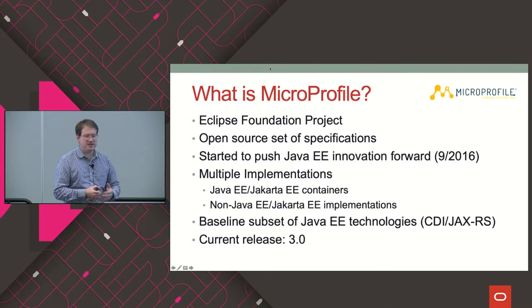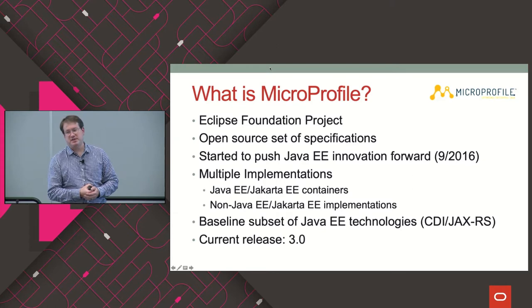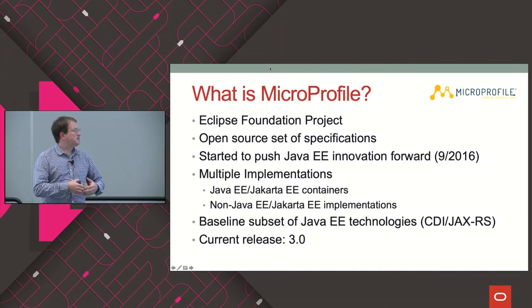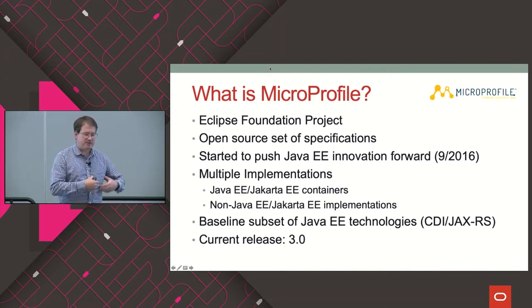MicroProfile, like Jakarta EE, is an Eclipse Foundation project. It is an open source set of specifications, like the stuff under Jakarta EE. It started as a push to innovate Java starting back in 2016 when there was kind of a lull in development due to changes at Oracle, so Java EE development had slowed down quite a bit. The MicroProfile was a response to that to push Java EE and the Java Enterprise ecosystem forward, especially in the direction of microservices, which were starting to become very popular.